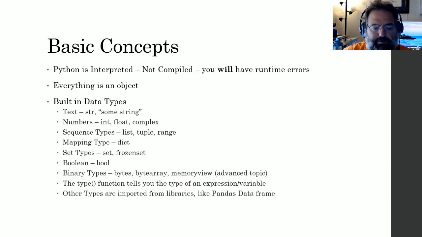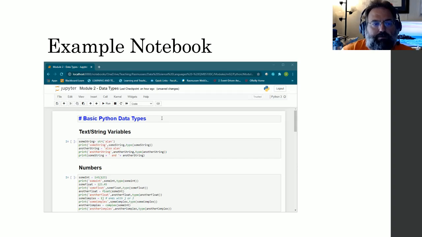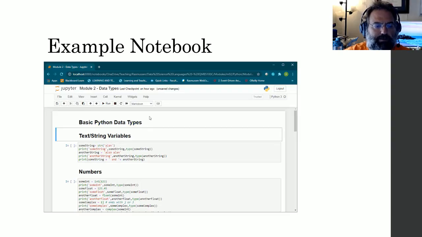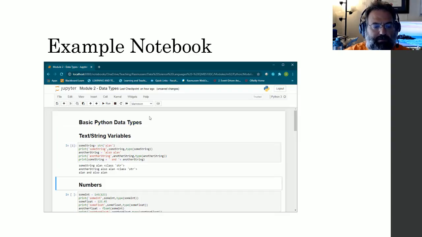And then the type function tells you the type of a particular expression that you're interested in, so a variable, an expression, or whatever. And obviously, as I mentioned, pandas data frame. Pandas and NumPy are probably the two that you're going to use the most, period. And they're libraries that you load in, and you get to where you just assume they're almost there, but they are extensions. Here's an example notebook. We'll go through this in a bit more iterative fashion, but basically showing some of the basic data types and so on.